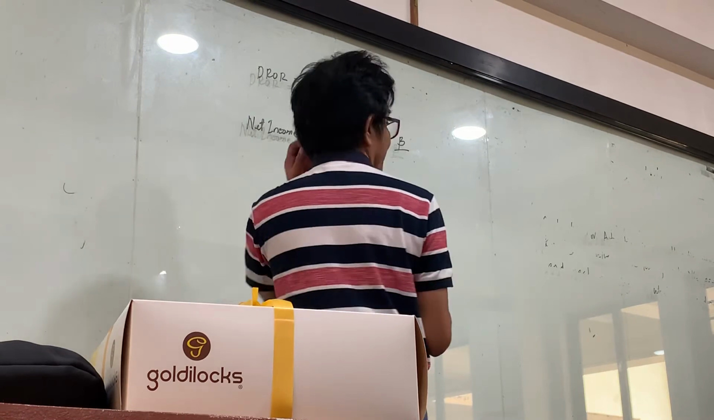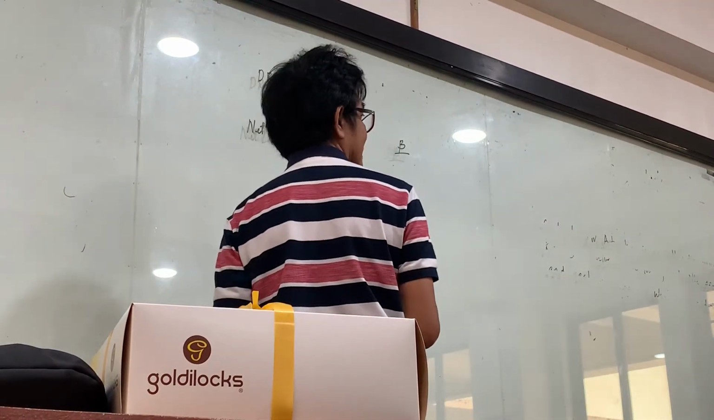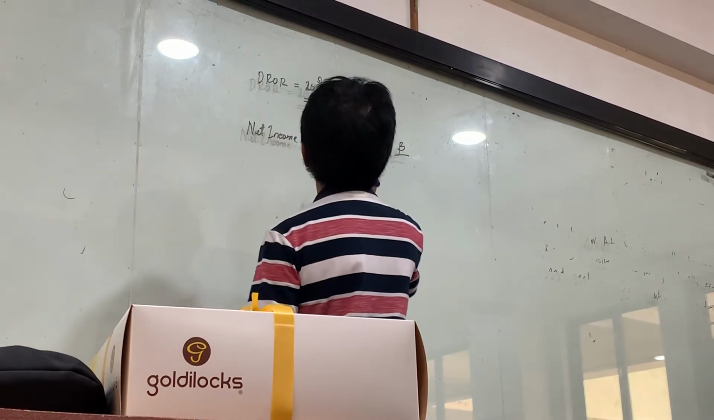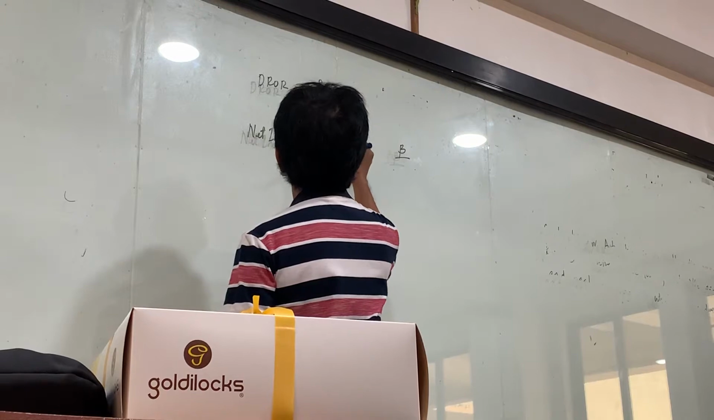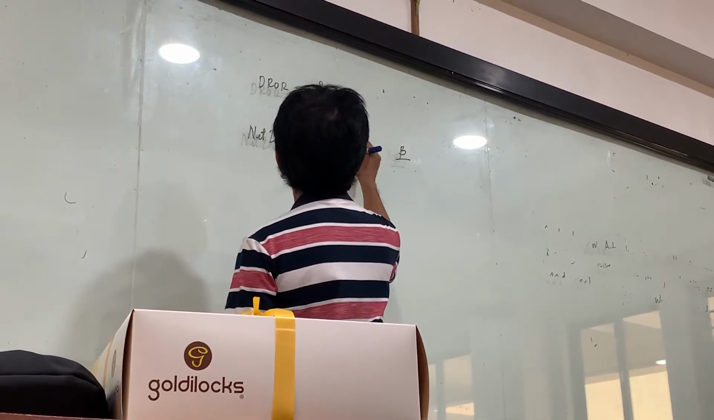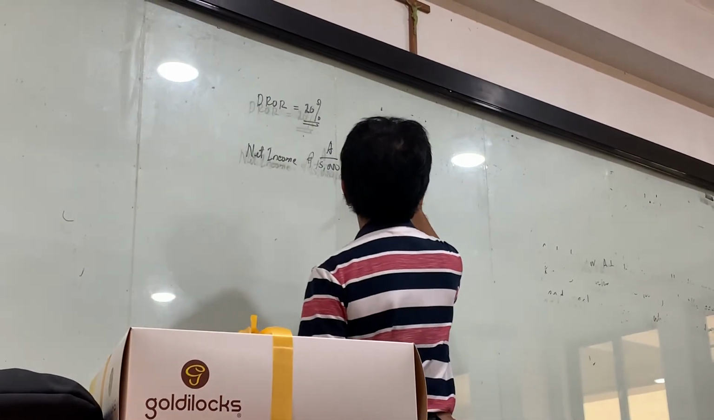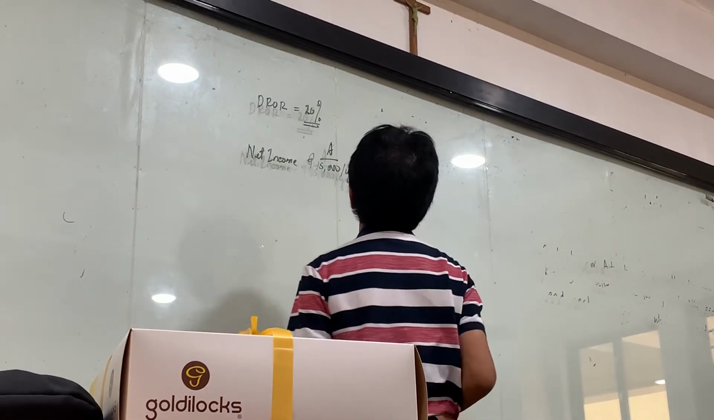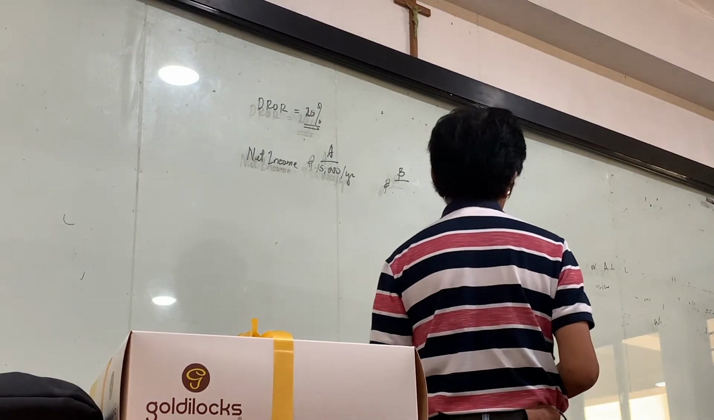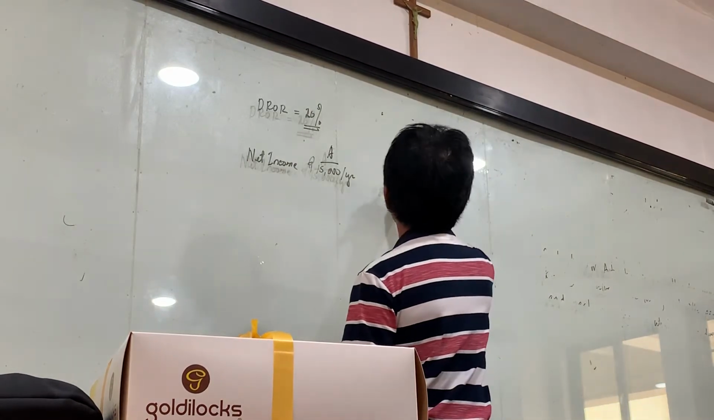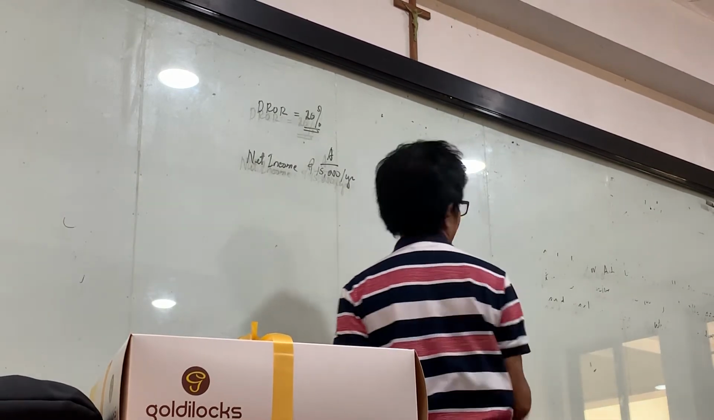So net income for product A, let us say 15,000 per year. And for product B, 30,000 per year.